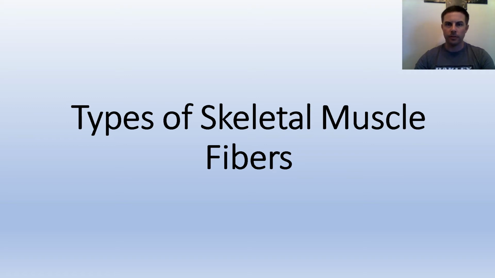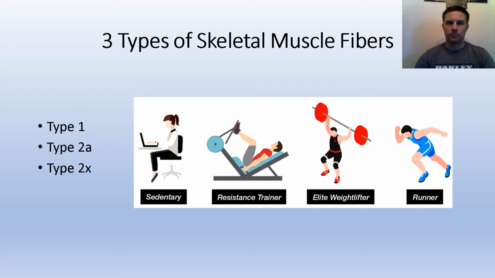In this video, I'm going to go over different types of skeletal muscle fibers. The three types of skeletal muscle fibers are type 1, type 2A, and type 2X. The type 2X are sometimes called type 2B, depending on the author or organization the literature is from. For the purposes of this video, I'm going to use type 2X.